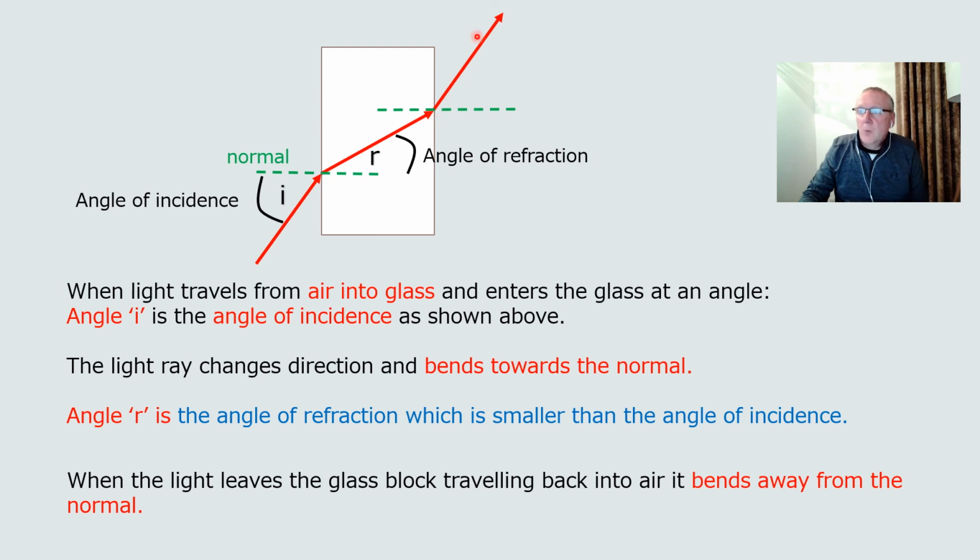And the opposite is true when the light ray leaves the glass block at this surface here. It bends away from the normal, because if you imagine that's the light ray, if it was going straight through like that, it would just keep going like that, but what happens is it bends away from the normal. That's going from glass back into air.